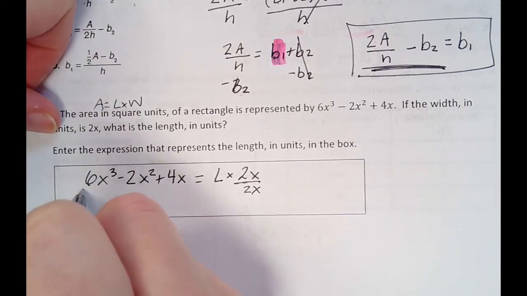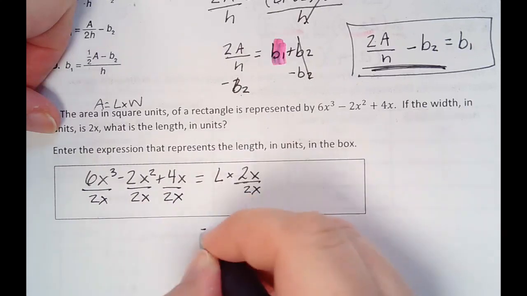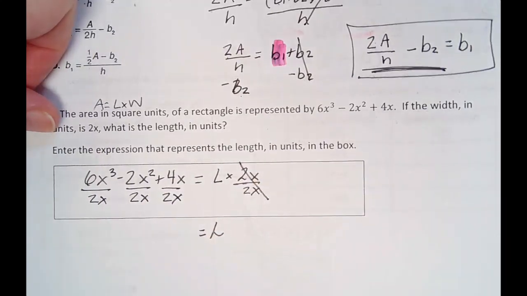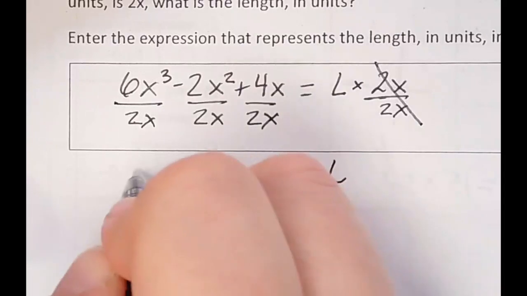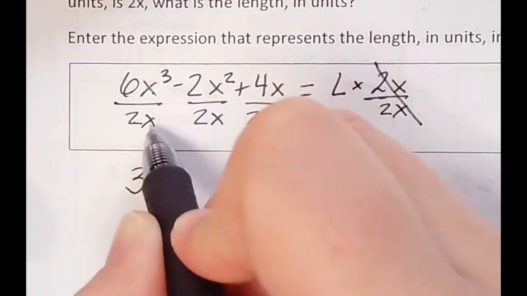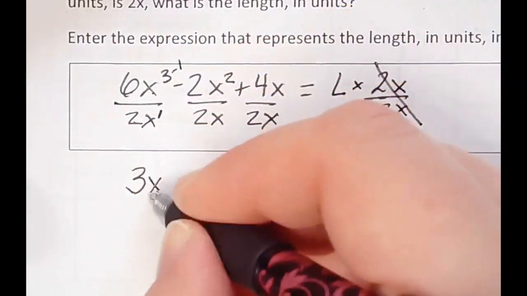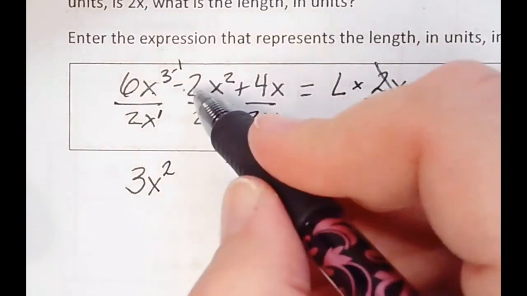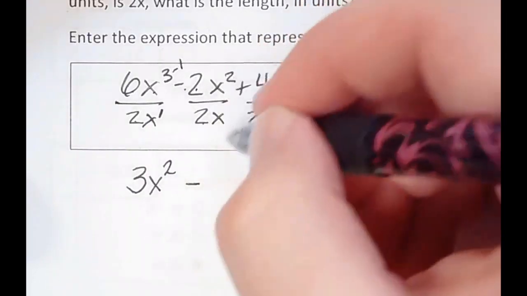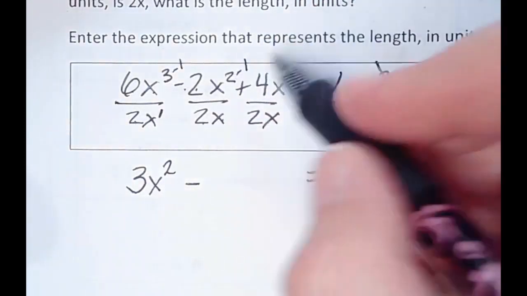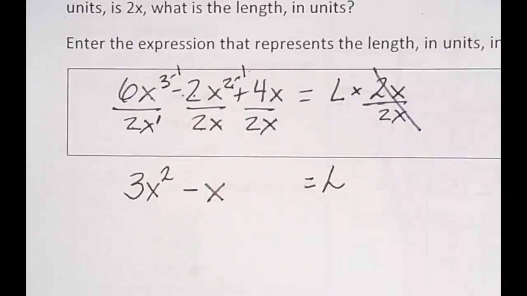On my left side, I need to divide every single term by 2x. So I get L equals. These cancel on my right side. I need to remember my quotient rule. 6 divided by 2 is 3. X cubed divided by x. Keep the base, subtract the powers. 3 minus 1 is 2, so x squared. Negative 2 divided by 2 is negative 1. X squared divided by x. Keep the base, subtract the powers. 2 minus 1 is 1, so I have negative 1x, or just negative x is fine as well.